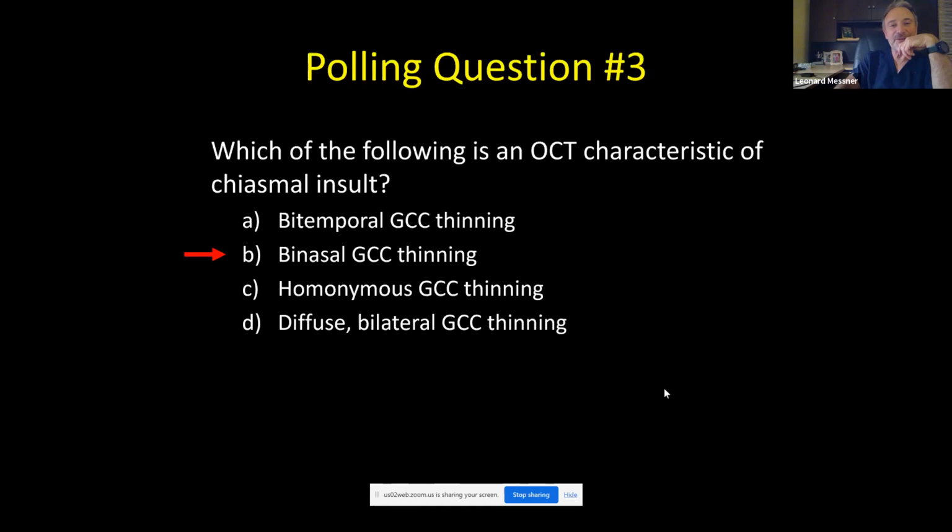It's binasal ganglion cell thinning. Remember, bitemporal ganglion cell thinning, you don't get that. Binasal ganglion cell thinning, those are the crossing fibers. The nasal fibers that cross, as they are damaged, they are going to thin down within the retina. So that's how looking at the macula essentially lets you know that there is disease of, in this case, the chiasm or retrochiasmal visual pathways.